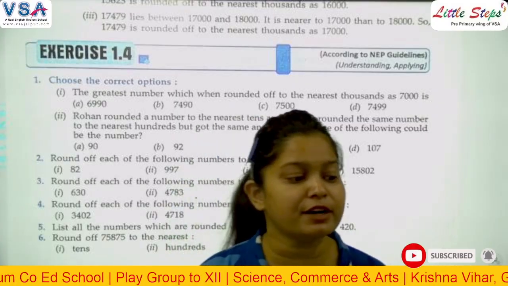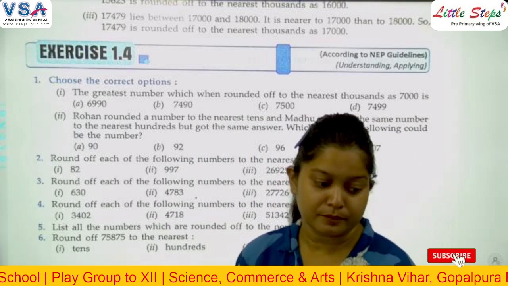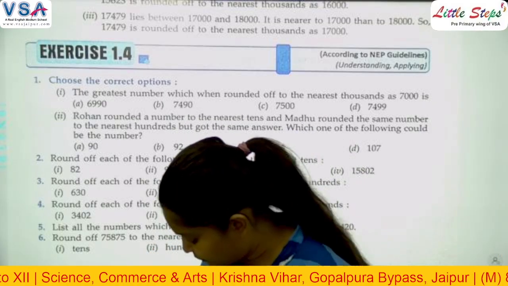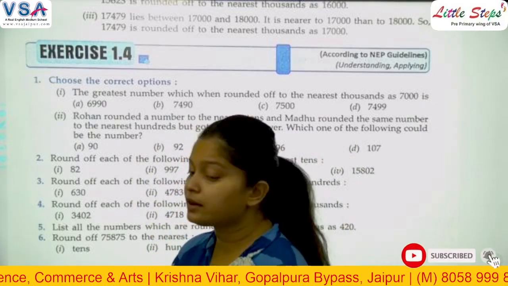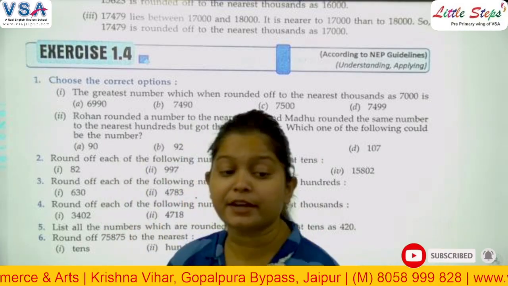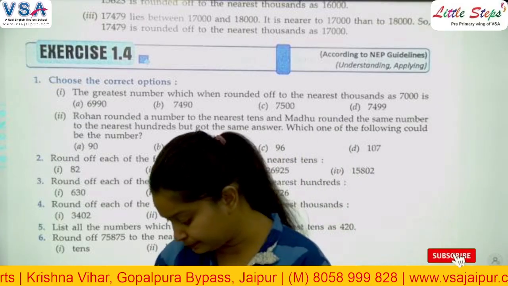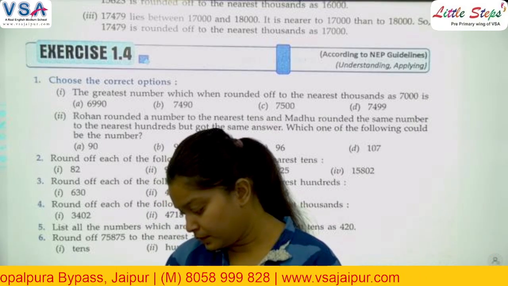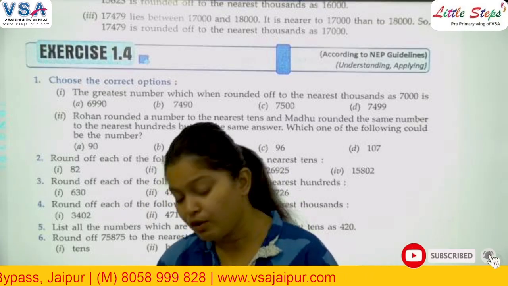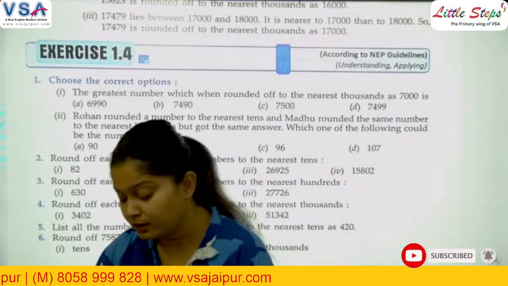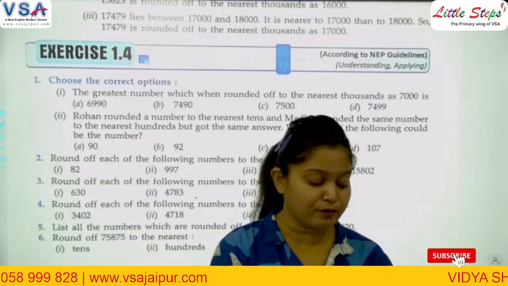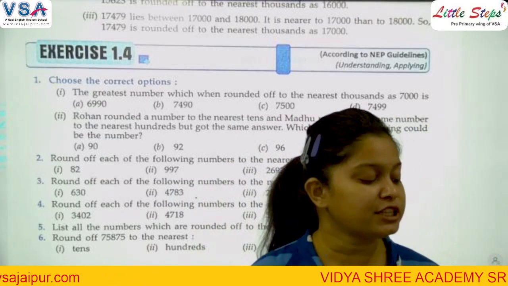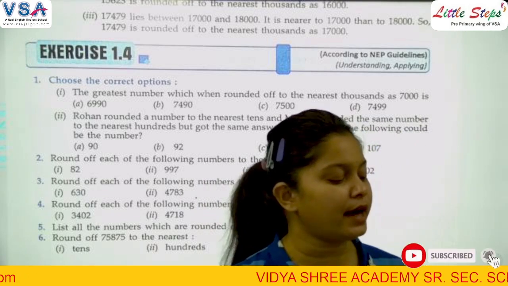Okay. Write down question number 1. Choose the correct option. First part. Or you can leave lines for the question. You have to write the question at home. Let's discuss the first part of question number 1. Read the first question, first part, Mayank. The greatest number which when rounded off to the nearest thousand gives 7,000. So, what is the question asking for? We need to find out the greatest number which when rounded off to the nearest thousand gives 7,000.